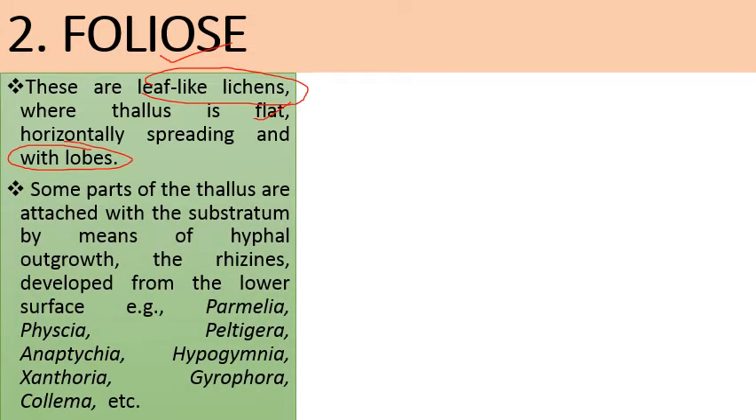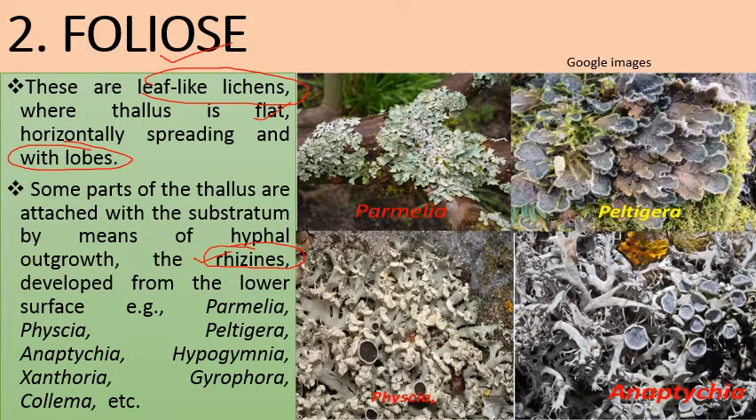Some parts of the thallus are attached to the substratum. This attachment is with the help of some root-like structures called rhizines. Some fungal hyphae grow and penetrate the substrate, and they play the role of roots. The term used for them is rhizines. They are developed from the lower surface of the thallus. So these are some pictures of foliose lichens.